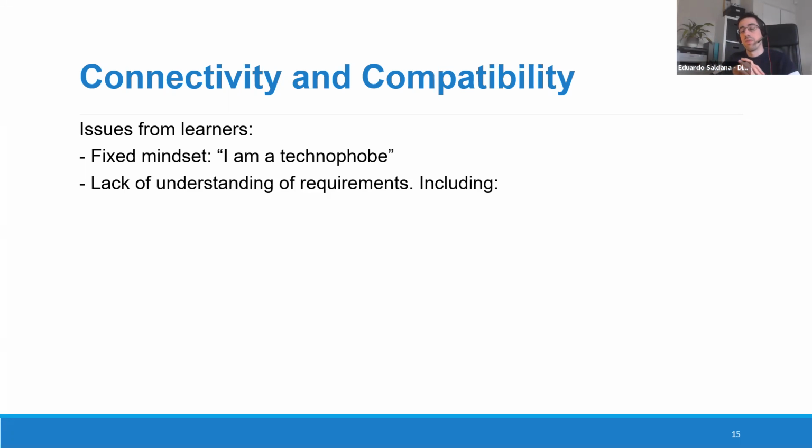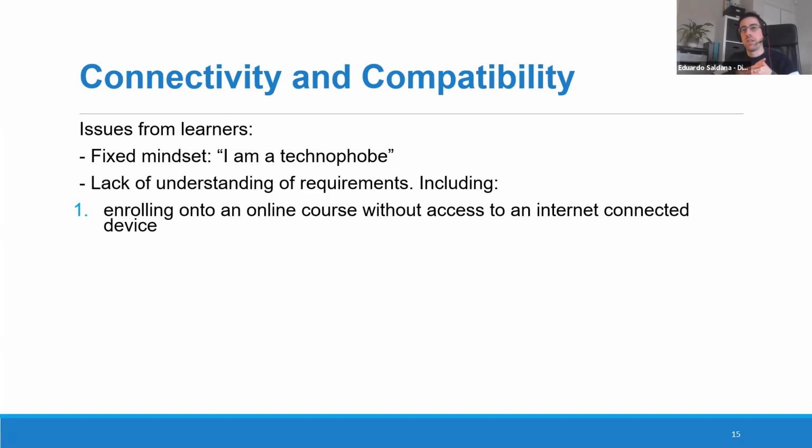There's also an issue for learners, which was the lack of understanding of the requirements that they needed to join the course. So that included enrolling onto an online course without any access to an internet connected device. There are examples of learners expecting that suddenly the internet will reach their device, or that they could borrow a tablet from a nephew or a grandchild that had an internet connection in the house of their family member, but not in their own homes. So that obviously was a clear misconception and a clear lack of understanding. So that helped us profile and help with our questioning when enrolling learners.